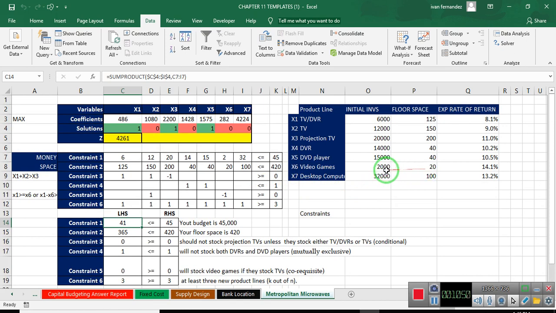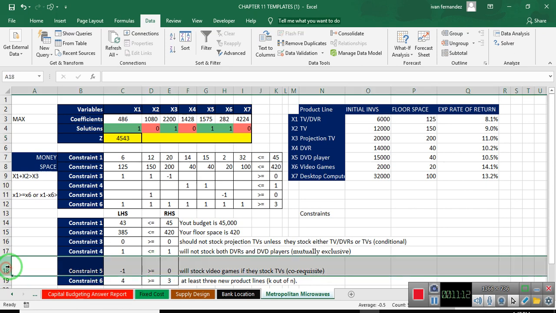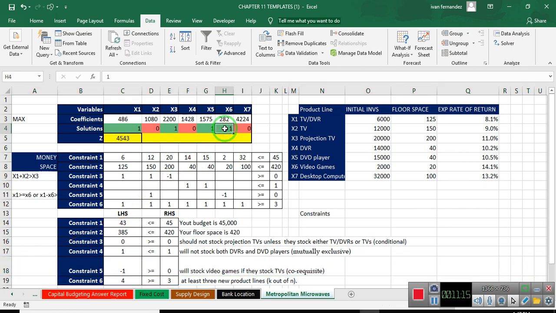The video games. We could have put the video games there, right? No, we couldn't. 2,000, yeah, for that would be enough. And then why can't we do the video games? Oh, it violates, yes, it violates constraint number 5. That's why. Sorry. Okay, that's it.